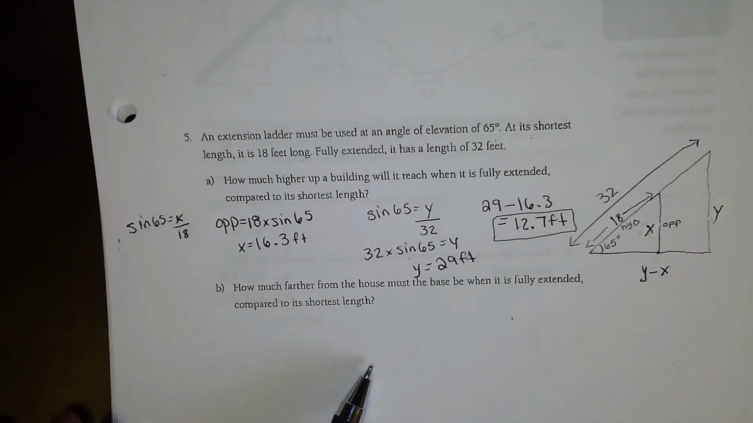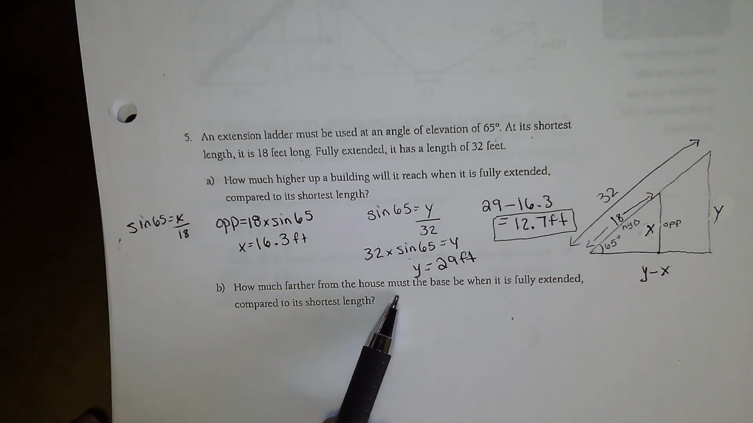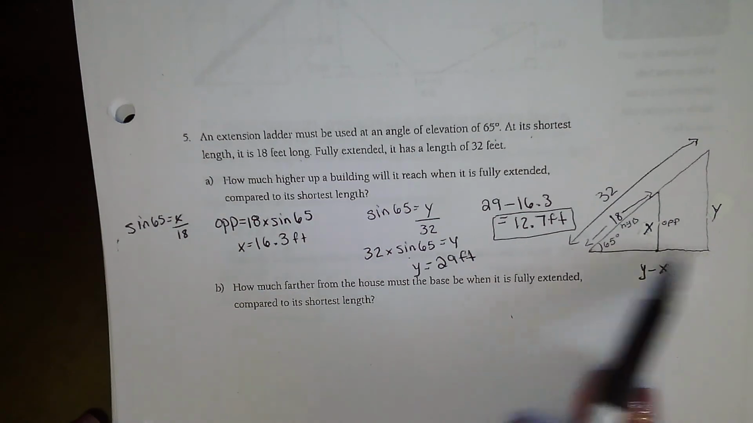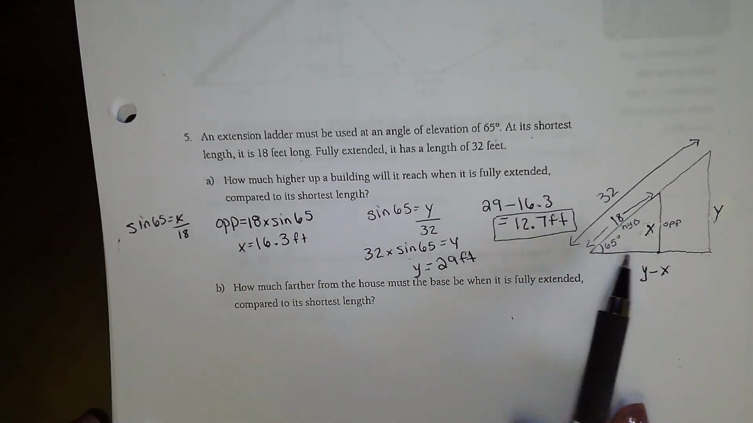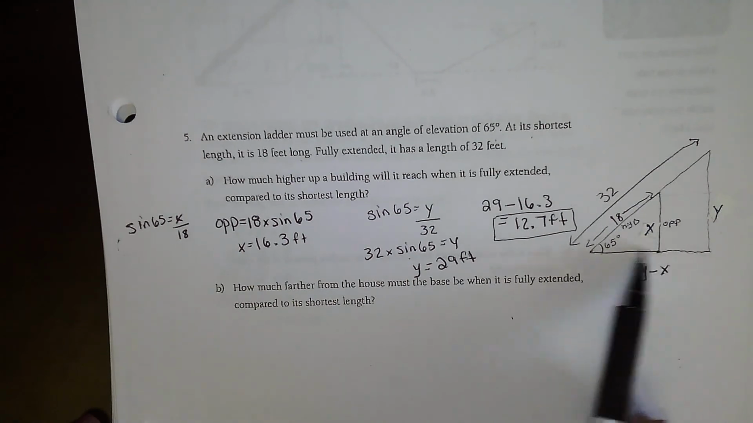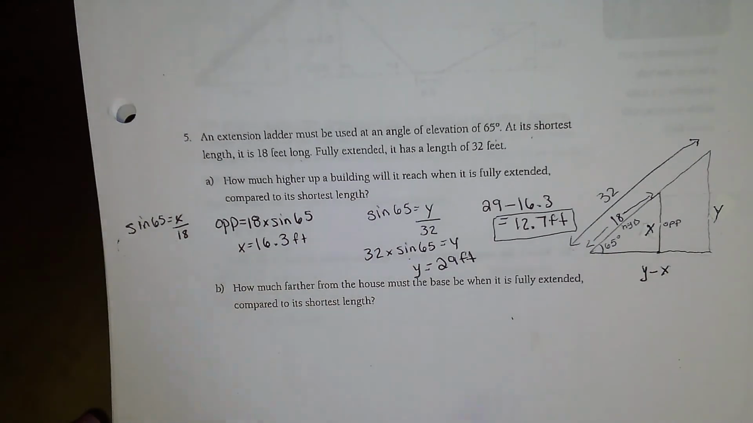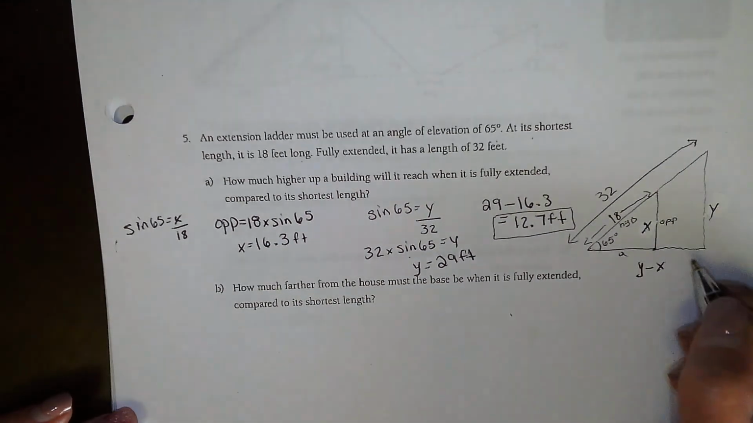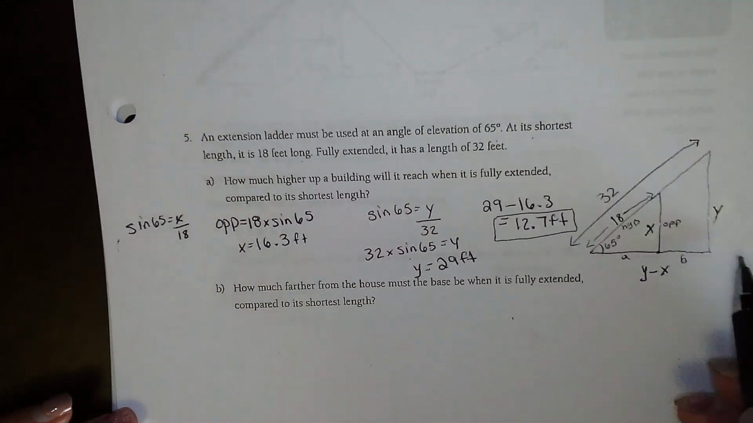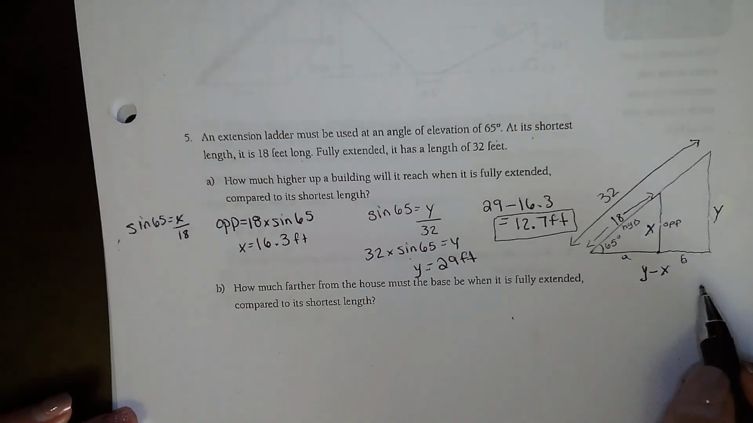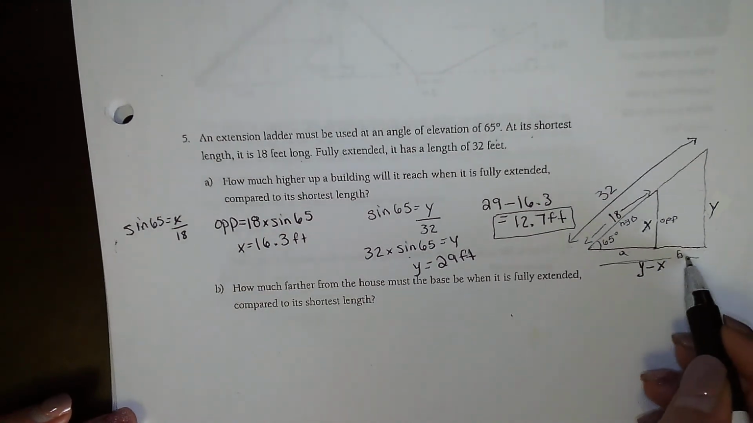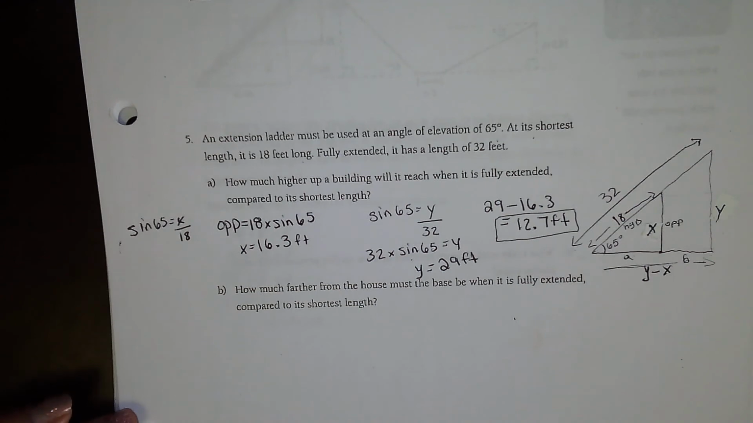Now, just looking at that lower question, how much further from the house must the base be when it is fully extended? So in order to maintain that 65-degree angle, it's wondering how much further away does the ladder now have to be from the base of the house. So let's go ahead and calculate that. In this case, I'm using my adjacent, so I'm almost finding adjacent and the full amount, right? So let's go ahead. We're going to find B, which is like all of that, and then we're going to do some subtraction as well.